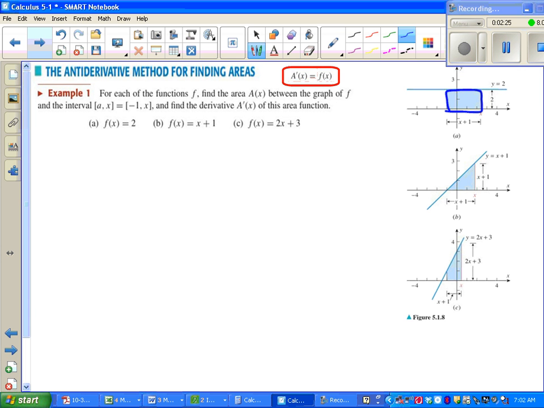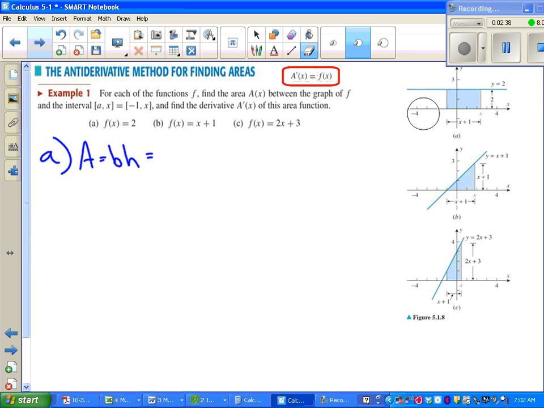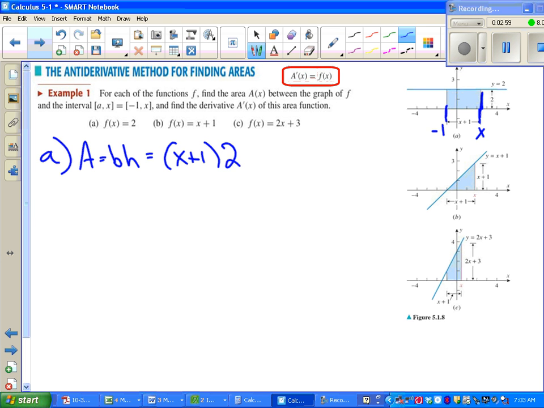So part A starts off pretty simple. Clearly we've got a rectangle, and we know the area of a rectangle is base times height. In this particular problem, we can see that the base, one end is x, one end is -1. To find the distance between those two points, we subtract them, x minus -1. That's where the x plus 1 comes from. The height of this rectangle is 2, it's a constant. Distribute that, we get 2x plus 2.